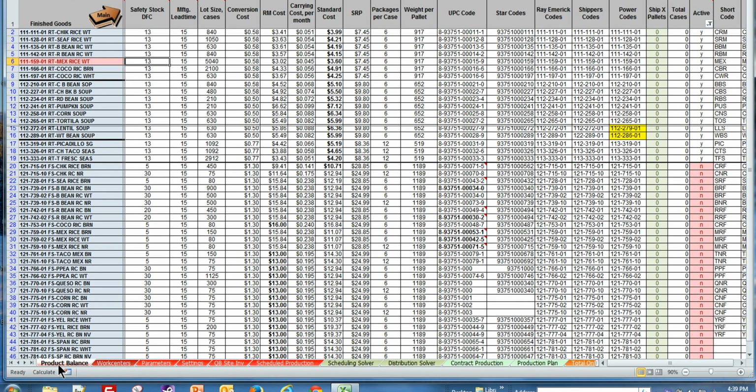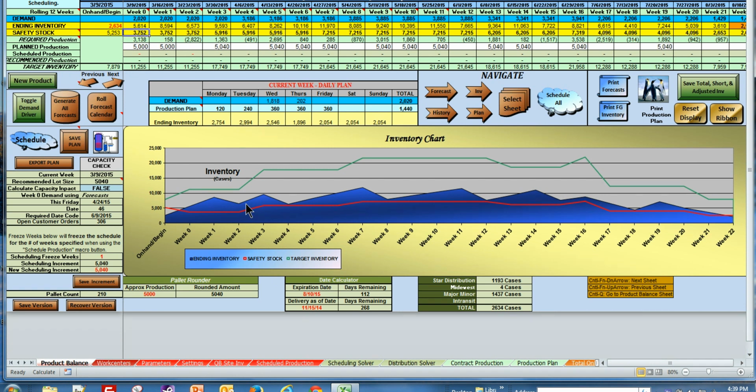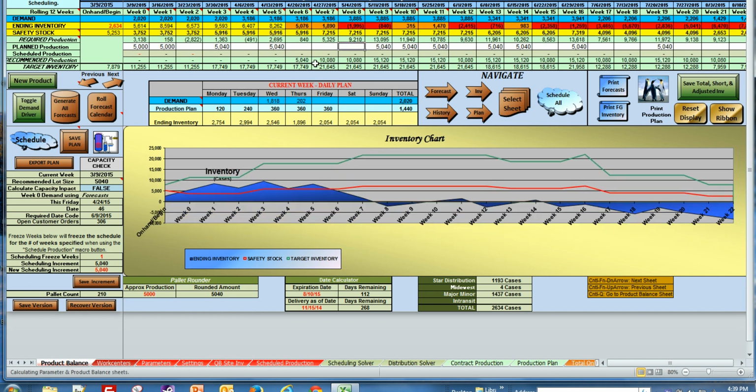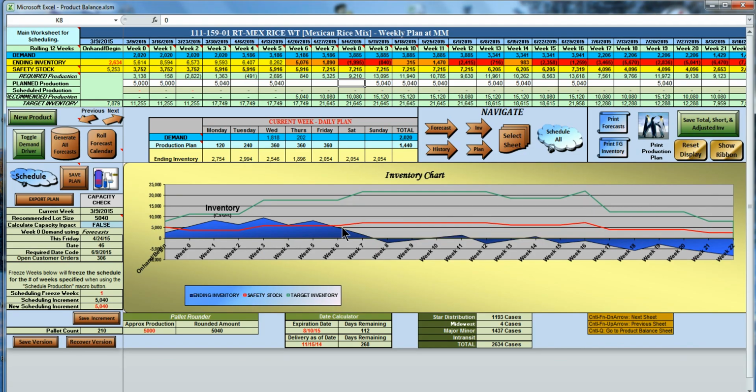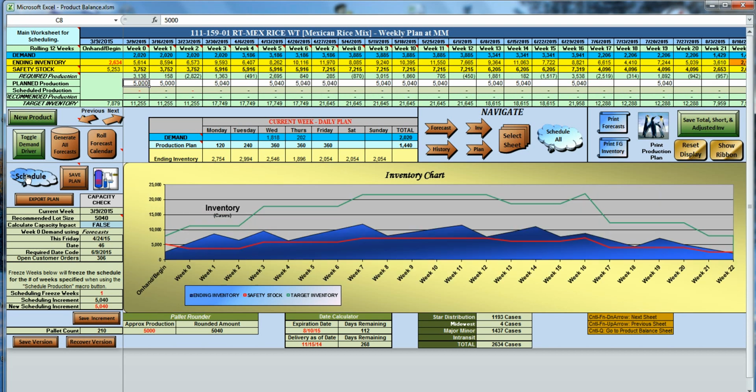So let's look back at it again here. Notice every time we're touching the red line here, which is our calculated safety stock, that's when production is being planned when we use the automatic scheduler. Let's take out a couple of these just to illustrate it again here. All right, we're dipping down below our safety stock and actually stocking out. Now we're going to schedule again, and notice where it places the production schedules. It's placing them just when it's hitting that safety stock.